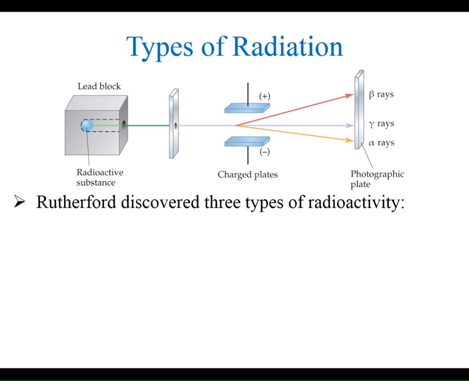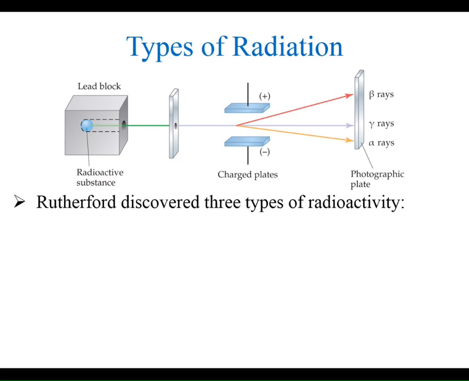So what he did was he had a bit of a radioactive substance spitting out radiation, and then he took that radiation and passed it between 2 charged plates. One plate had a negative charge, one plate had a positive charge. And when it went through, he put over here on the side a piece of photographic film. And he noticed he was getting dots or light forming on the film at 3 different spots.